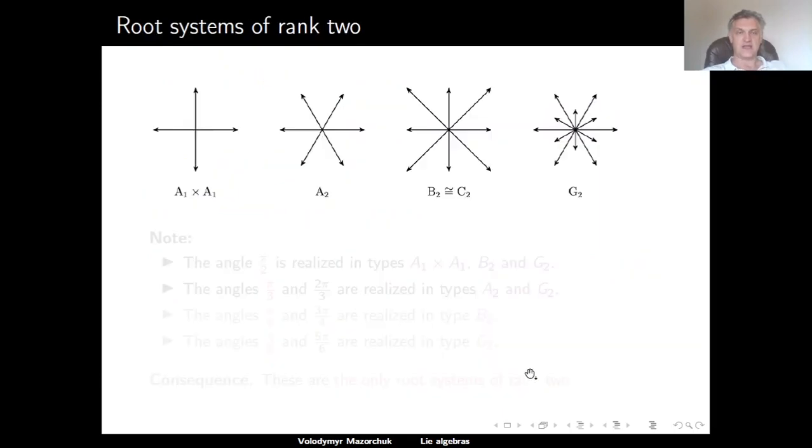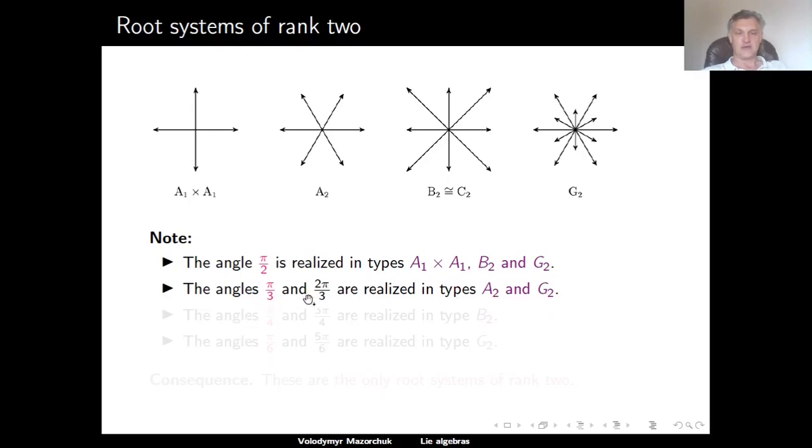In the previous lecture, we had the following picture, which shows us all possible root systems of rank 2. Now we can explain this picture. It is very easy to see that all these 4 pictures give us root systems, and we see that the angle pi over 2 is realized on this picture of type A1 times A1, on this picture of type B2, and on this picture of type G2. All these 3 pictures have roots which are orthogonal to each other.